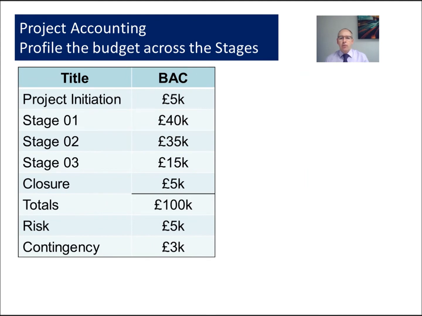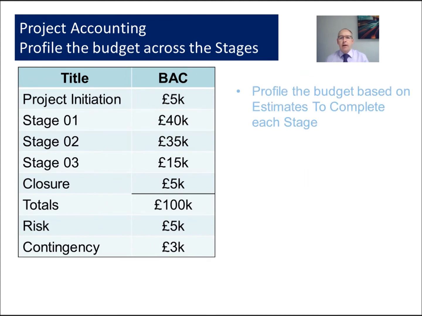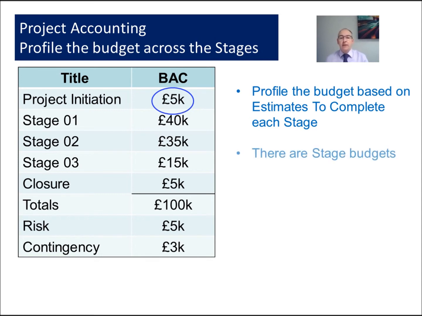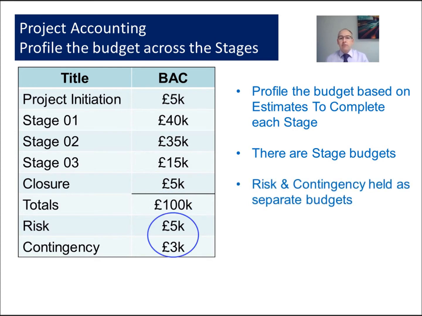Now we should take our total budget at complete and profile it across the stages of the project. So we have stage budgets, and the stage budget should be based on what we think is our estimate to complete that stage. So then we have our budget split between a total budget and individual stage budgets. Now you may recall we looked at risk and contingency. We'll keep these as separate budget headings. So we'll have the budget for risk and the budget for contingency, and when we need to call upon them we can then move them into the appropriate stage or stages.